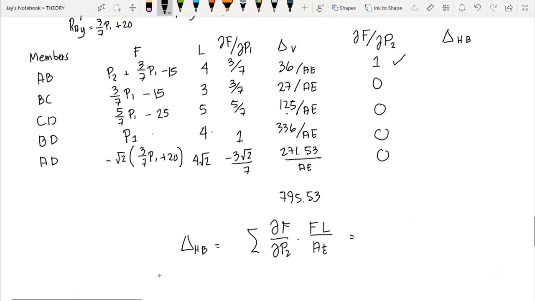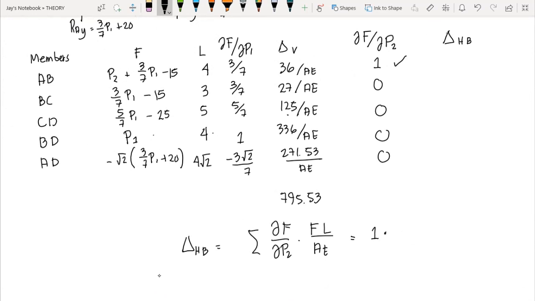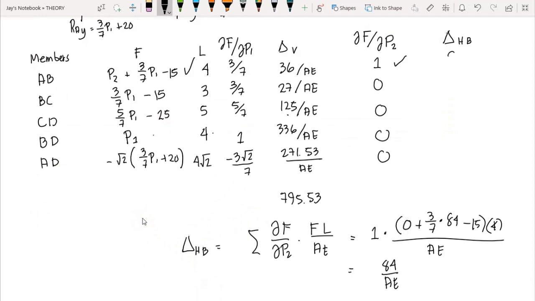So we have the partial derivative is only 1 times F. So we take the value of P1 and P2 in this equation. So we have P2 is equal to 0 plus 3 over 7 times P1, which is 84 minus 15, times the L. L is 4 over AE. This would give us 84 over AE. So this is 84 over AE. So therefore, the total deformation is 84 over AE.